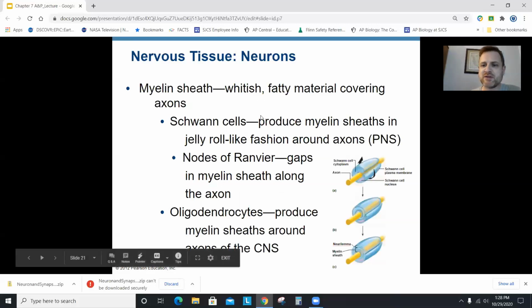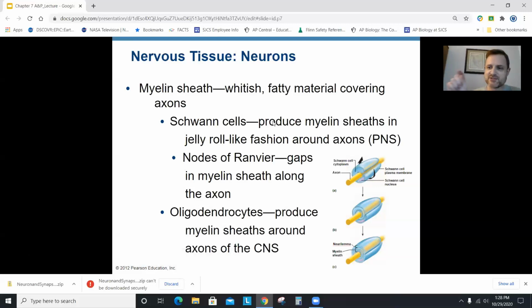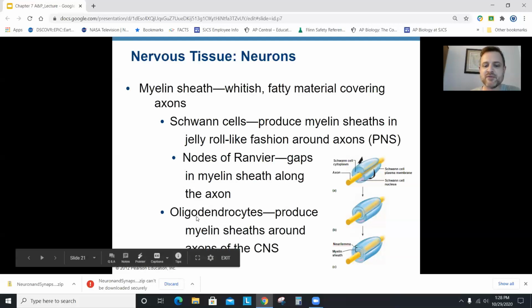So the myelin sheath, we discussed this earlier. These are like the jelly-roll-like cells that you wrap around the axon to myelinate them. Schwann cells make them in the peripheral nervous system. Oligodendrocytes make them in the central nervous system.